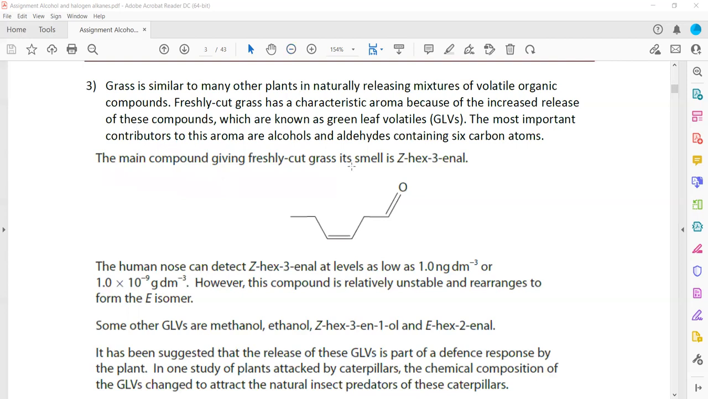In question 3, grass is similar to many other plants in naturally releasing a mixture of volatile organic compounds. The freshly cut grass has a characteristic aroma because of increased release of compounds which are known as green leaf volatiles, GLVs. The most important contributors to this aroma are alcohols and aldehydes containing 6 carbon atoms. So the compound mainly responsible for the smell of freshly cut grass is Z-hex-3-enal. There is a double bond, that's why it is 'en', and an aldehyde group is there, that's why 'al' is also there.